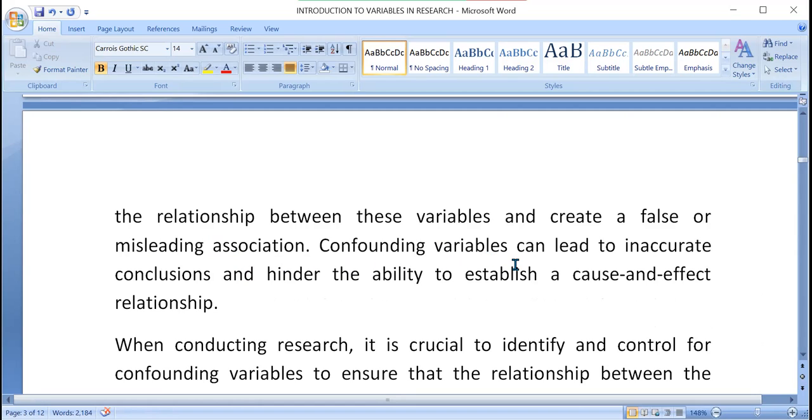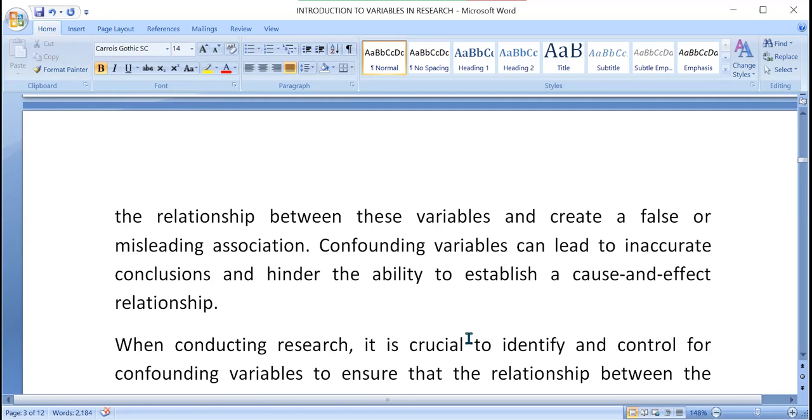Confounding variables can lead to inaccurate conclusions and hinder the ability to establish a cause and effect relationship. So what we mean by a cause and effect relationship is that we are saying that these factors are actually the cause, whereas the outcome, which is being measured, is the effect. If the facility is far away, it is the cause. Then the effect is utilization. So the cause is the independent variable, which is the factors, while the dependent variable is the effect, or the factor that is being measured.